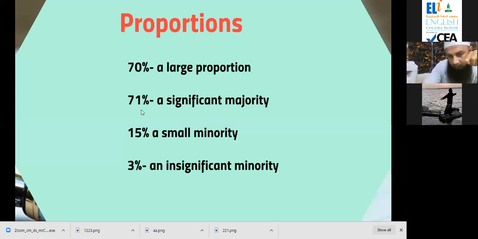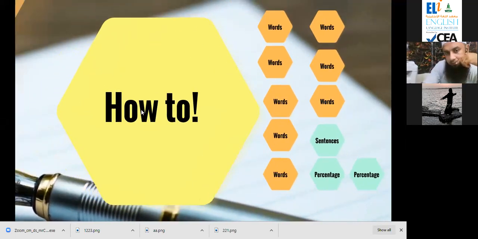If you write these words, this is where you increase your score because they want to check your lexical resource, the vocabulary you use. They don't want to check your digits, numbers. They don't want them. They want these words. So make sure you write them.